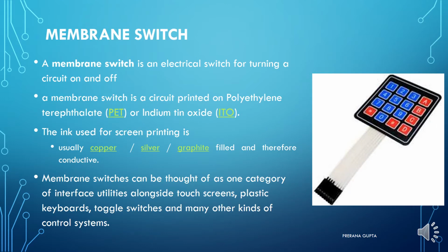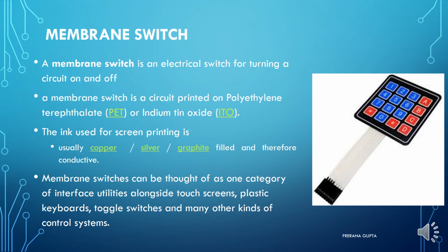Now the types of switches. Among the types of switches, first is membrane switch. So a membrane switch is an electrical switch for turning a circuit on and off. The membrane switch is appearing like this.